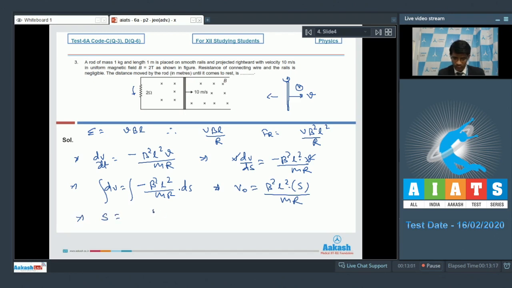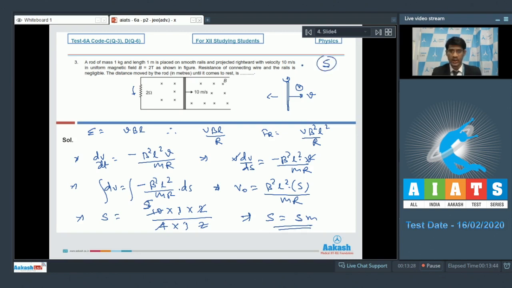It is V0 was 10, mass being 1 kg, resistance was 2, and B value was 2, so square would be 4, L it was 1. So we are finding the value of S to be 5 meter. Got it? So our answer is 5. That's the answer for question number 3. Now let's proceed to question number 4.